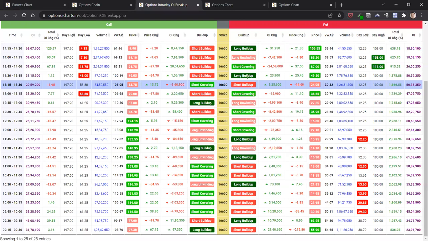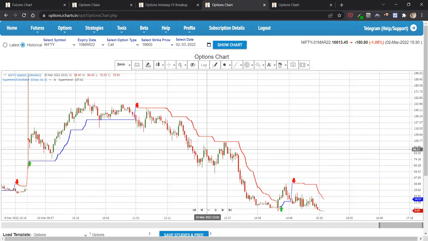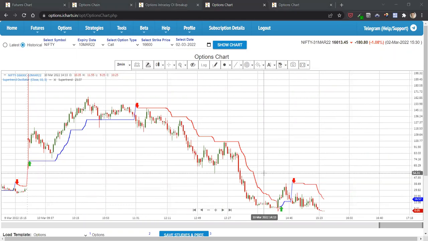Same for put. You got it after 13:45 over this one. This was again another 50-60 points move over here. This is it. So there were two decent trades over here, two very decent trades.